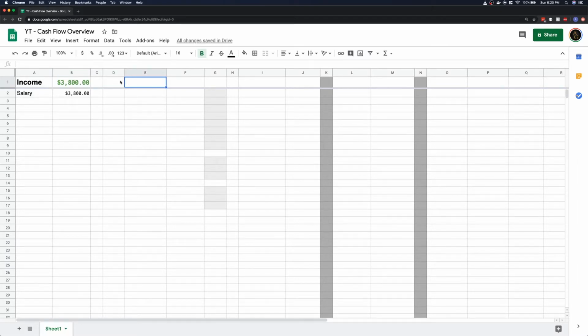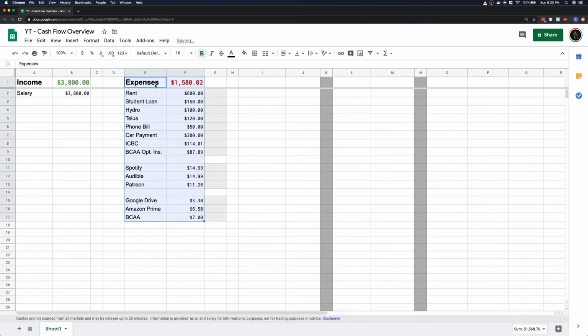Next up, I will add all my fixed expenses. In this case, it's rent, student loan payment, hydro, which is our electricity here, TELUS is our internet bill, my phone bill, my car payment, ICBC and BCAA is my insurance and my optional insurance. These three here are monthly subscriptions. And these guys down here are yearly expenses, which I just use the yearly amount and divide it by 12 to get the monthly amount.